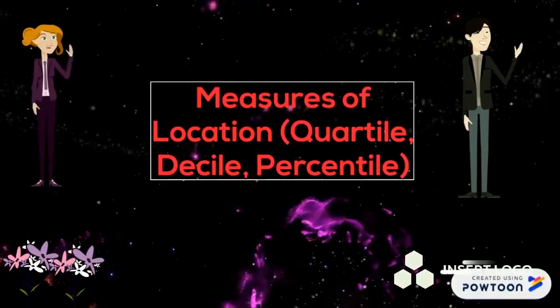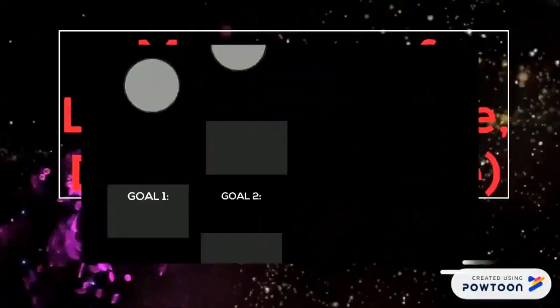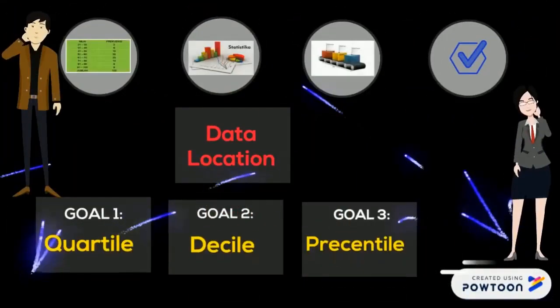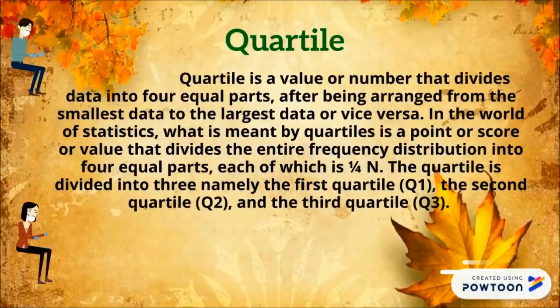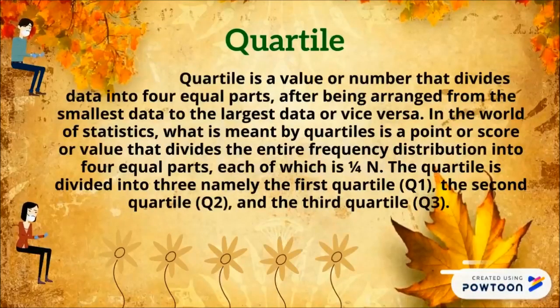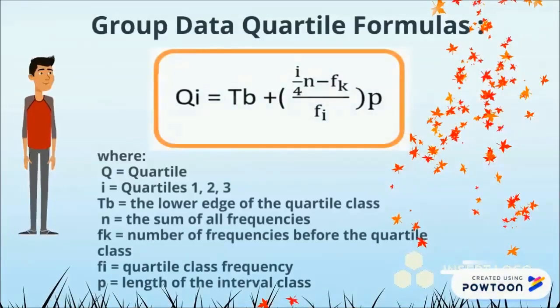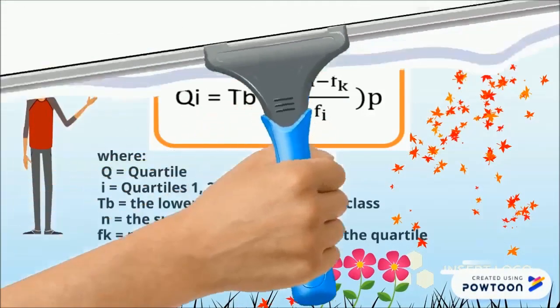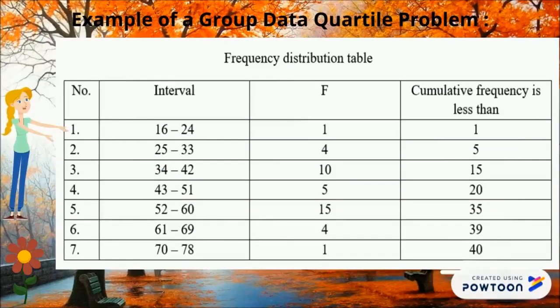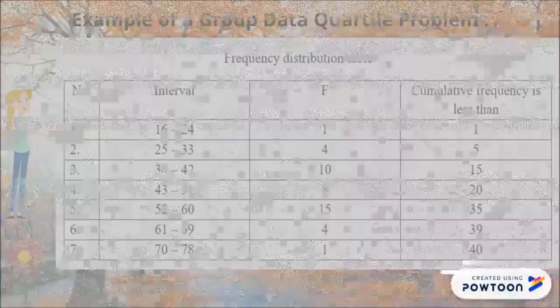Measures of location: quartile, decile, and percentile. Data location: quartile, decile, and percentile. Quartile is a value that divides data into four equal parts, after ranking from the smallest data to the largest data. The data quartile formula. Example of a group data quartile problem.